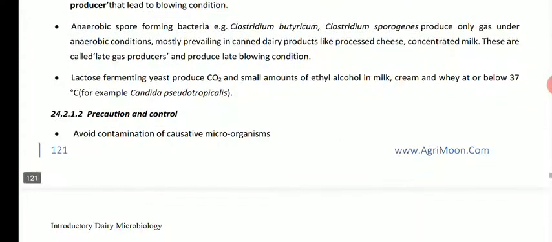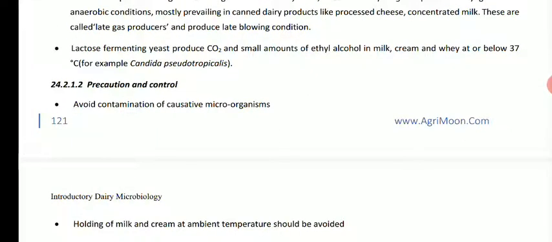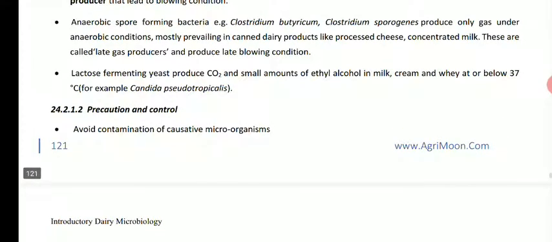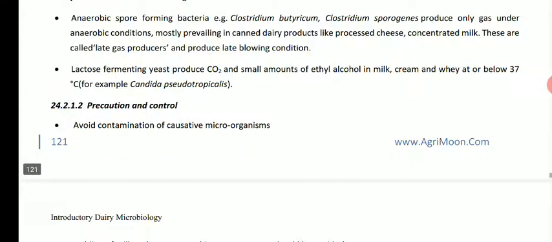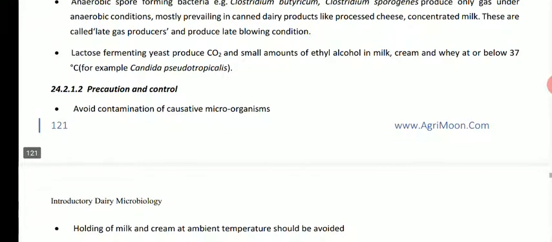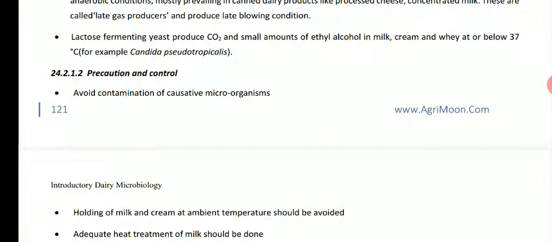Then precaution and control. So how to avoid this gas production in milk and milk products, or how to avoid this faulty fermentation or spoilage? Simply by avoiding contamination of causative microorganisms. So if you carry out all these fermentation practices in properly maintained conditions, you have to avoid the entry of spoilage causing microorganisms.